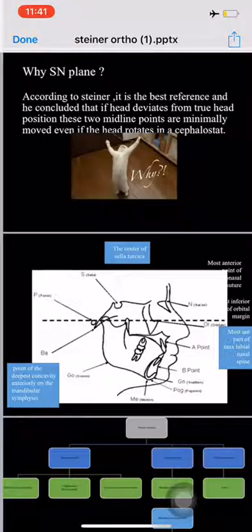And he concluded that if the head deviates from a true head position, these two midline points are mainly moved even if the head is rotated in a cephalostat.